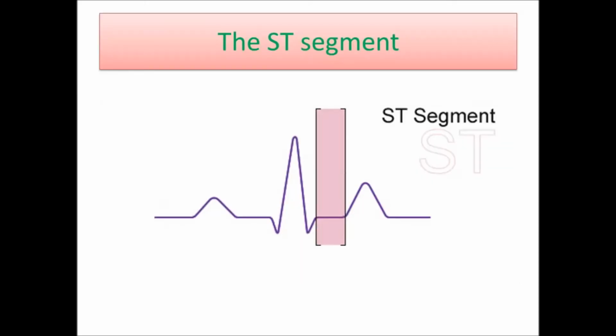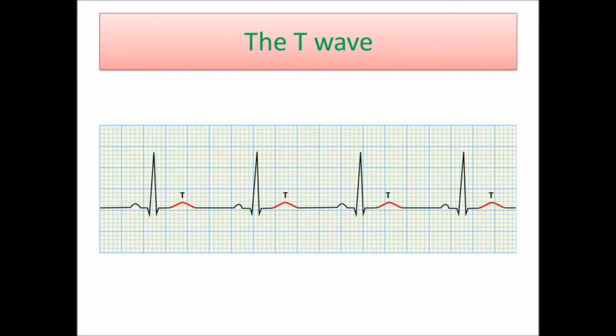Now, after the end of ventricular depolarization, there is a small pause known as the ST segment, in which there is no electrical activity between ventricular depolarization and repolarization. This is the ST segment. After the ST segment, the ventricle will start to repolarize. Ventricular repolarization can be seen on the EKG paper, unlike the atrial repolarization. And ventricular repolarization is represented by the T wave. This is the T wave.